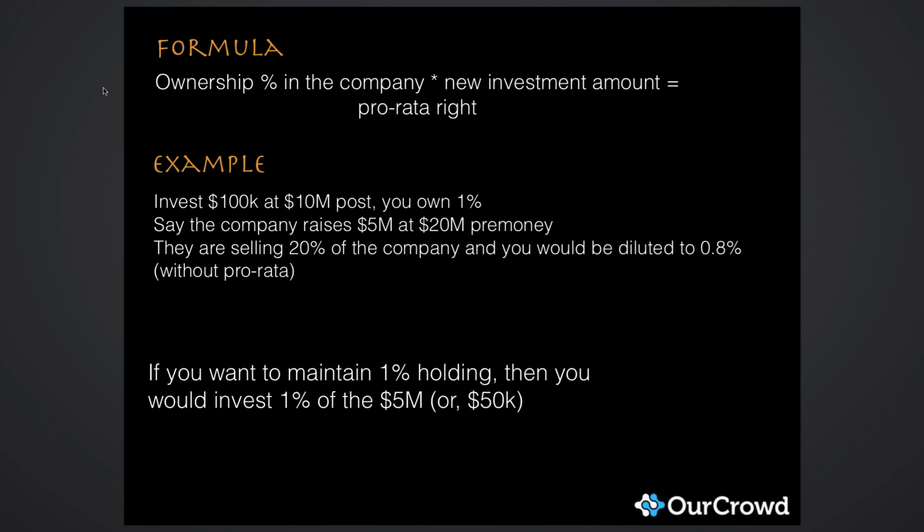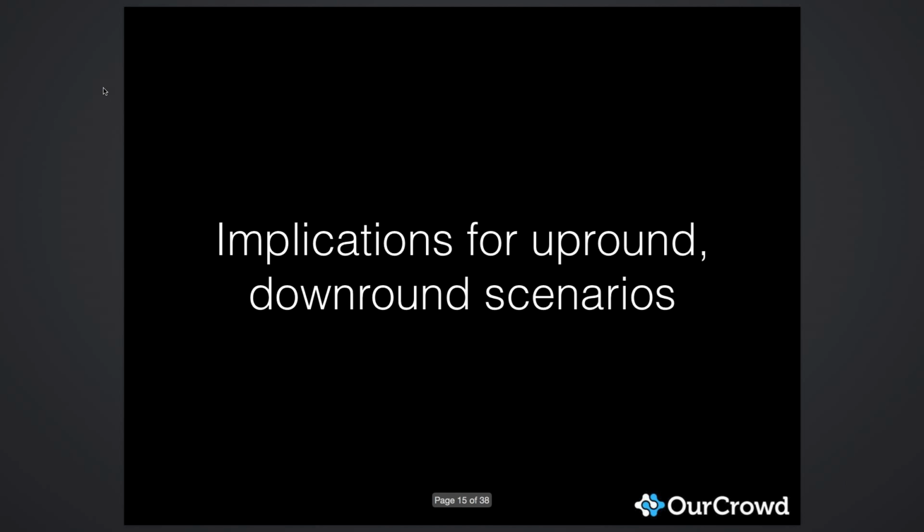How does one calculate what their pro rata investment amount should be in a follow-on financing after they've made their initial investment? So the formula is you take your ownership percentage in the company times the new investment amount. The new investment amount meaning what is the total size of the new funding round, and that equals your pro rata right. So let's take an example. Let's assume that in a Series A financing, you invest $100,000 at a $10 million post-money valuation. So as we learned last week, in order to figure out how much you own of the company, you would take 100K divided by 10 million, and you would calculate that you own 1% of the overall company.